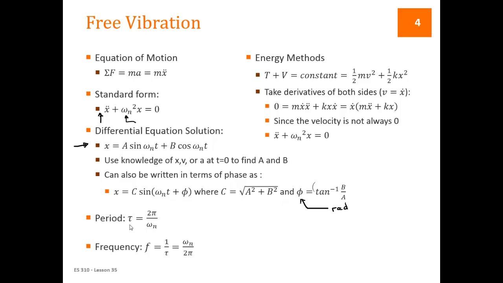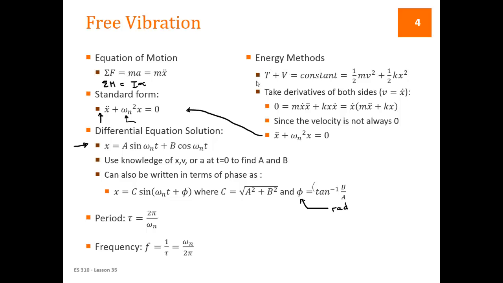The period again is 2 pi over omega n. Omega n comes from our standard form. And the frequency is omega n over 2 pi, or 1 over the period. We can also get to this standard form using energy methods. So instead of writing the force equals mass times acceleration and the moment equals I alpha equations, we can describe our system using energy.